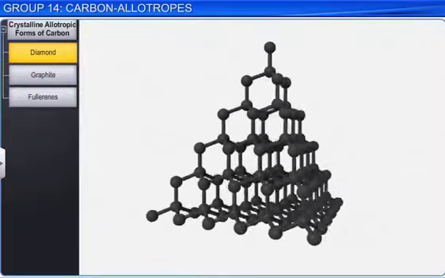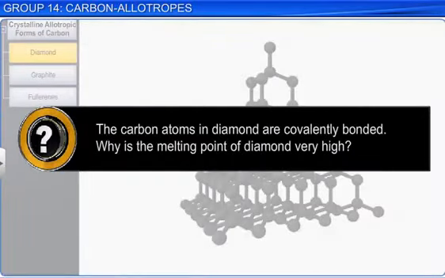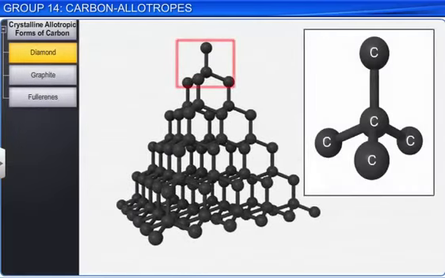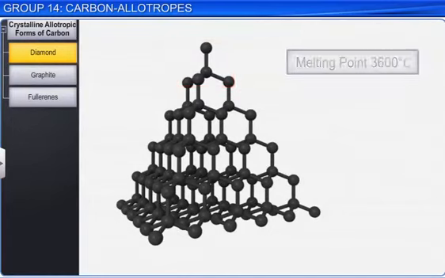Try to answer this question yourself before proceeding. The carbon atoms in diamond are covalently bonded. Why is the melting point of diamond very high? Recall that each carbon in diamond is attached to four other carbon atoms surrounding it. It is very difficult to break up this covalent network as it is very rigid, and hence diamond melts at an extremely high temperature.